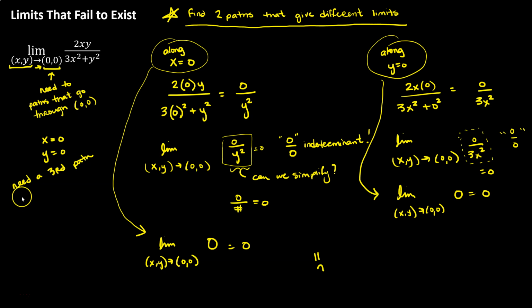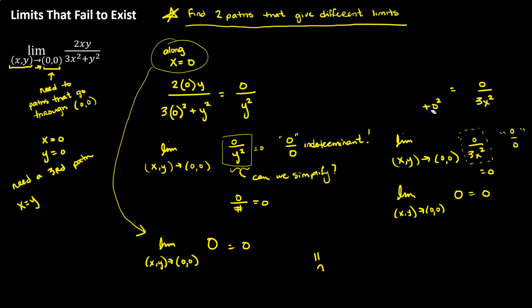Looking for an additional path, we need to make sure that it still passes through the origin. I like using lines because they're easy to work with. So maybe we use something like x equals y. I know that that line does pass through the origin, so that's fine to use that one. And since we did the work for these two, let's make some room here. I'm going to keep the first one we did, just ditch the second one because it did not add any value to our solution.